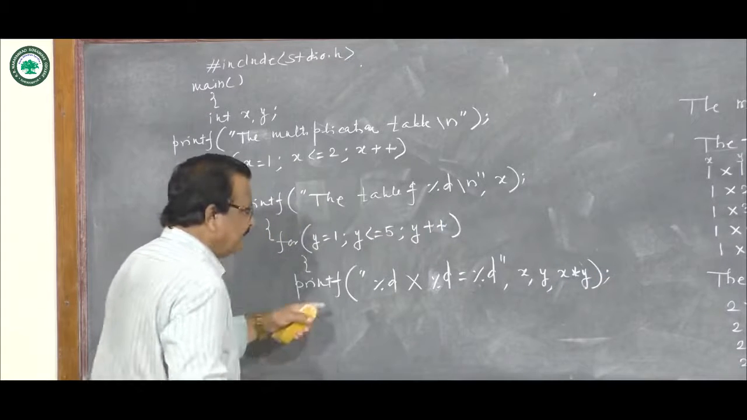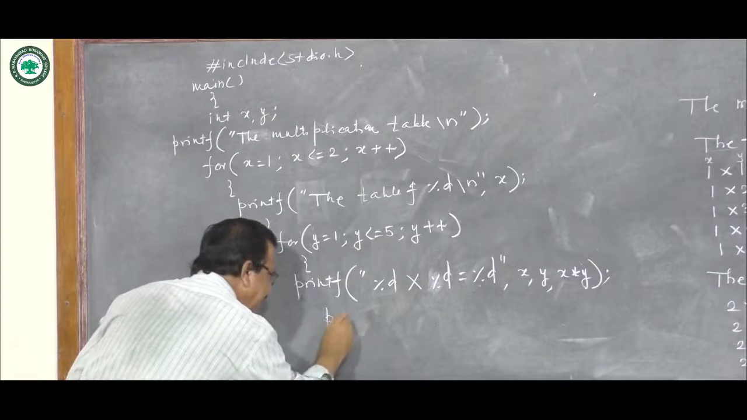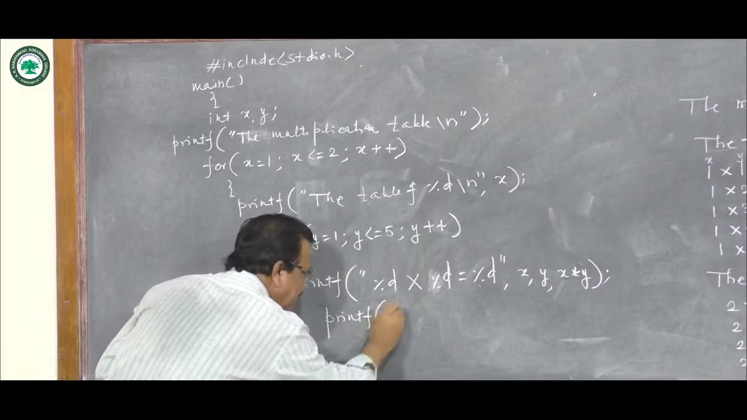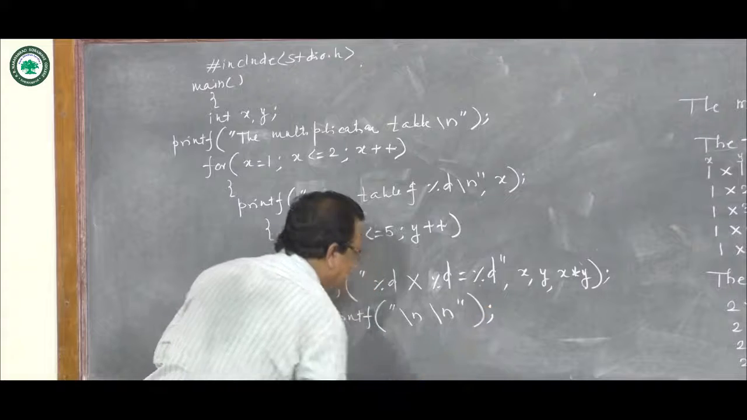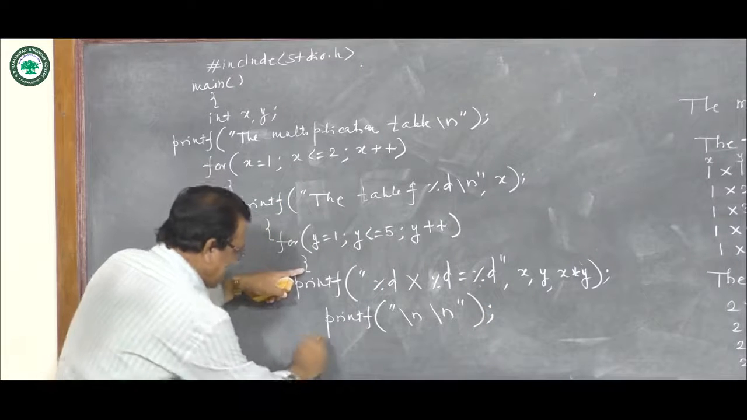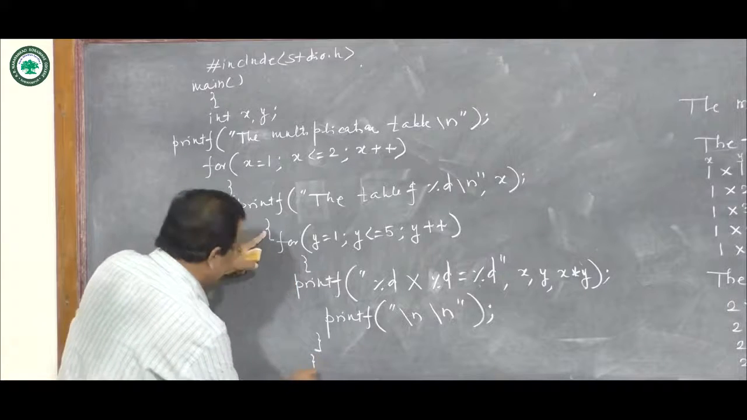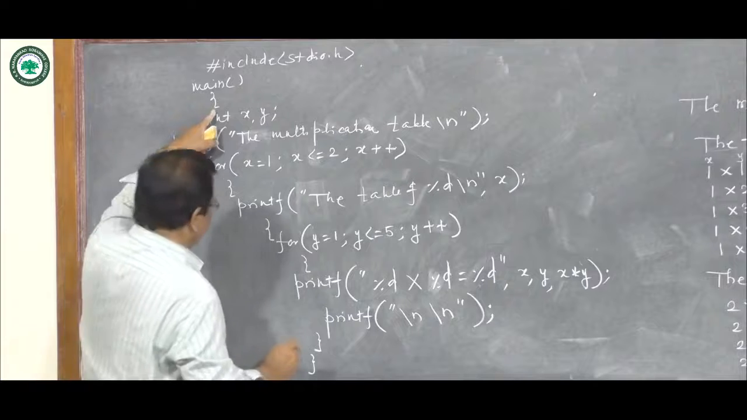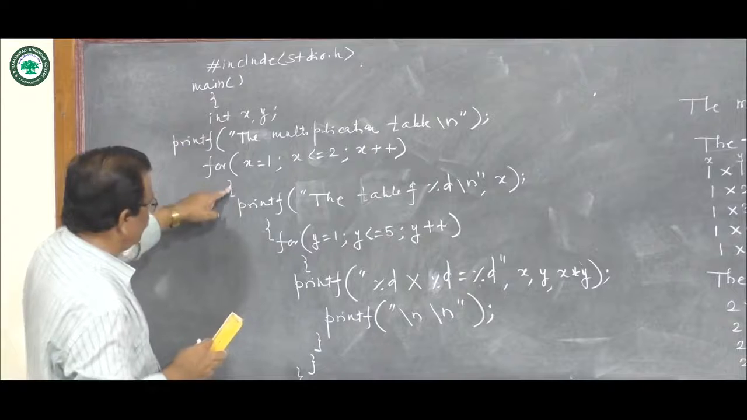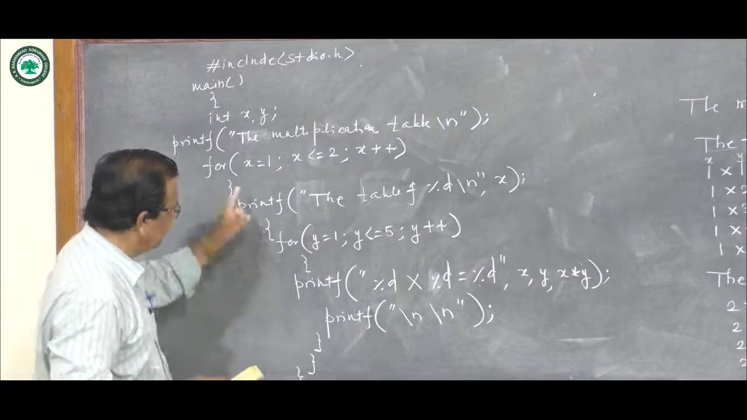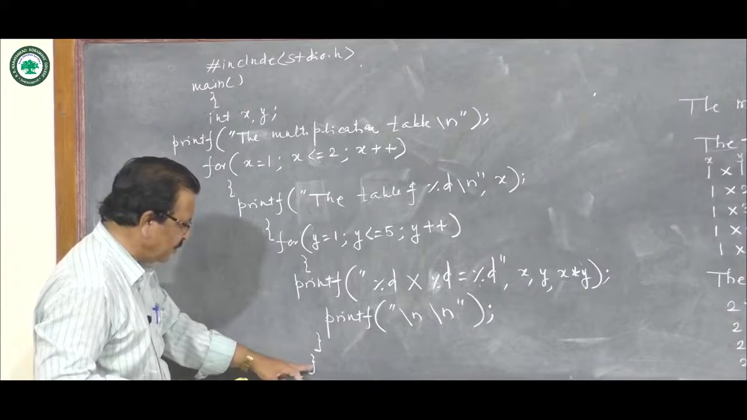And then, in order to take the cursor to the next line, I will write printf double quote slash n, one more slash n, and then semicolon. Corresponding to this left brace, I have this right brace. Corresponding to this, this right brace, and corresponding to this, this right brace. Remember, there are 1, 2, 3 left braces. Corresponding to those 3 left braces, we have 3 right braces, 1, 2, 3.